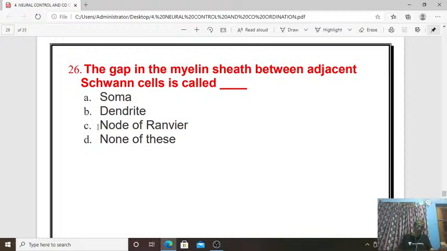It is called node of Ranvier. C is the right answer for question number 26. So 26, node of Ranvier: the gap in the myelin sheath between adjacent Schwann cells is called node of Ranvier. Got it? So answer is C for 26th question.